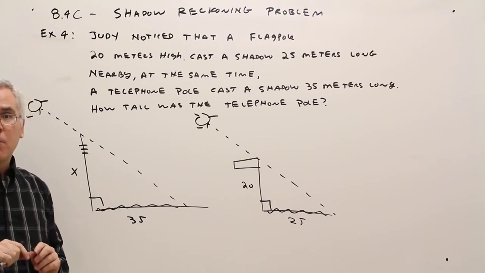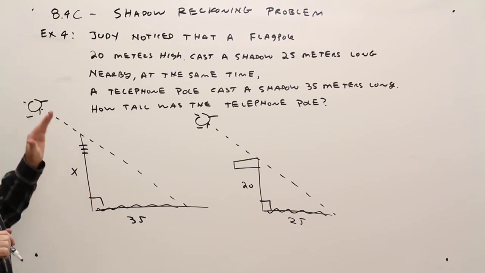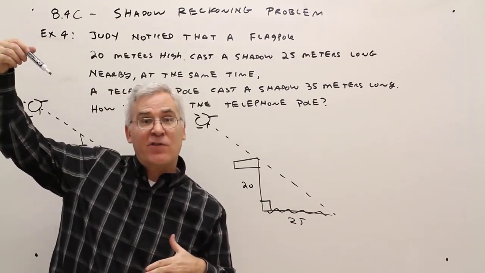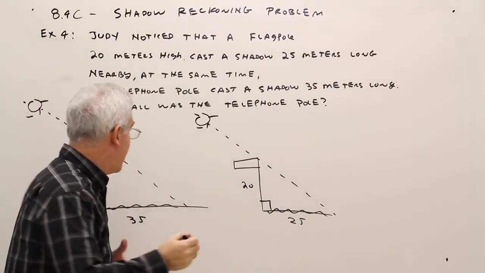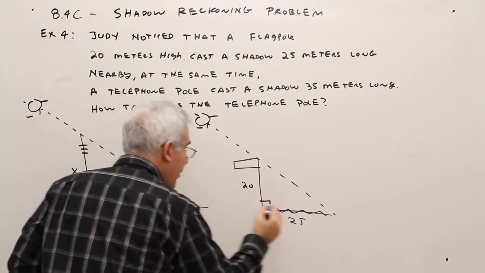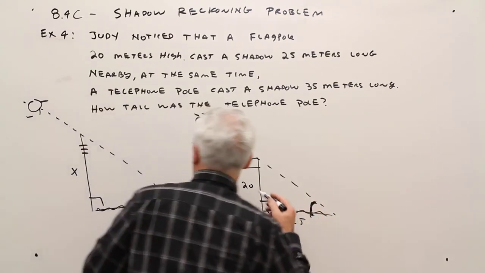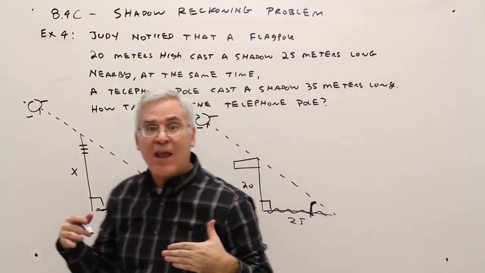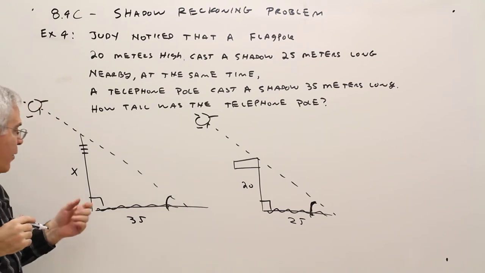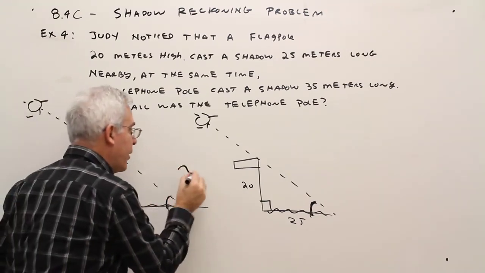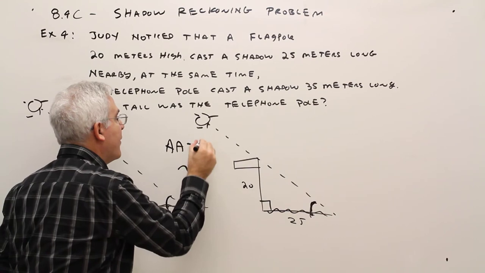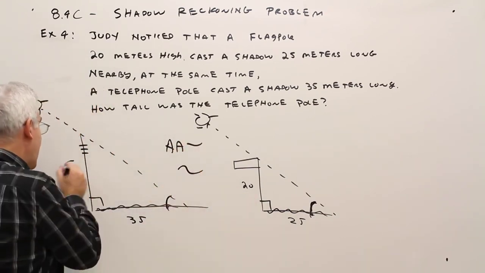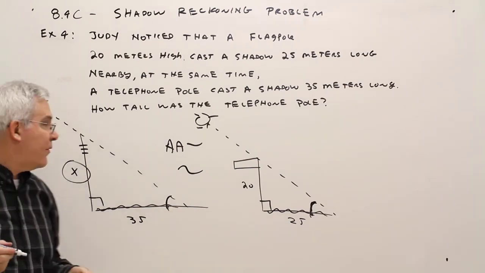Okay, so what's important to know here is nearby and at the same time, the angle of elevation of the sun is going to be the same. So that means this angle here and this angle here are going to be the same. The angle of elevation of the sun is the same in a nearby location at the same time. Okay, well then the triangles are similar based on angle similarity. And if the triangles are similar, I can set up a proportion and I can solve for x. That's the crux of the problem.